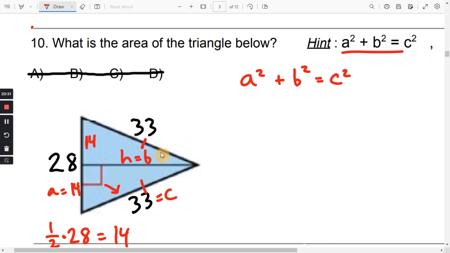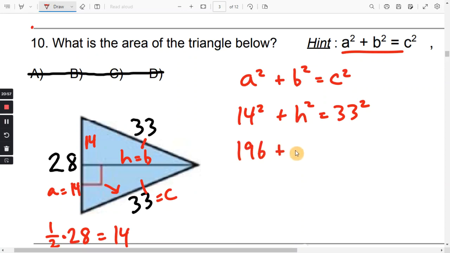A is 14, so A squared is 14 squared. B squared is going to be the height squared, or h squared. And C squared is going to be 33 squared. All right, so 14 squared is 196. H squared stays as is. And 33 squared is going to be 1,089.